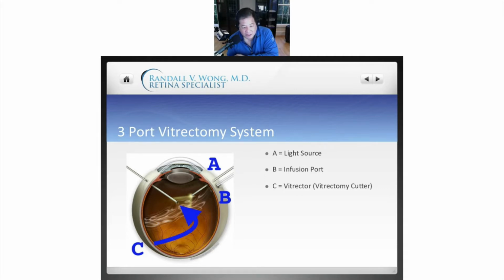Now, all the instruments that enter the eye are of the same diameter, meaning if we use a 25 gauge system, A, B, and C will all be of the same thickness or diameter. A is the light source, the sclerotomy that lets a light emitting probe into the eye. B is a tube that keeps the eye inflated, and C is the vitrector. And what I'm going to show you in just a second are different or varying types of vitrectors.